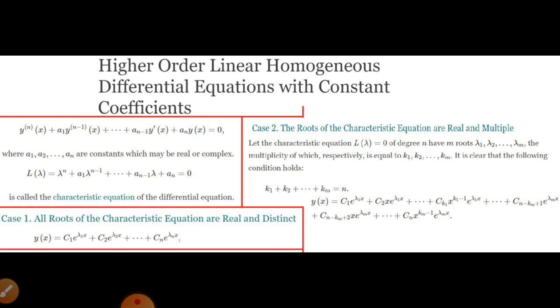So, we are treating higher order linear homogeneous differential equations with constant coefficients, meaning the coefficients of the derivative terms will be constants like 2, 3, 4, 5. There will not be any variable along with them. Also, we will discuss inhomogeneous equations.